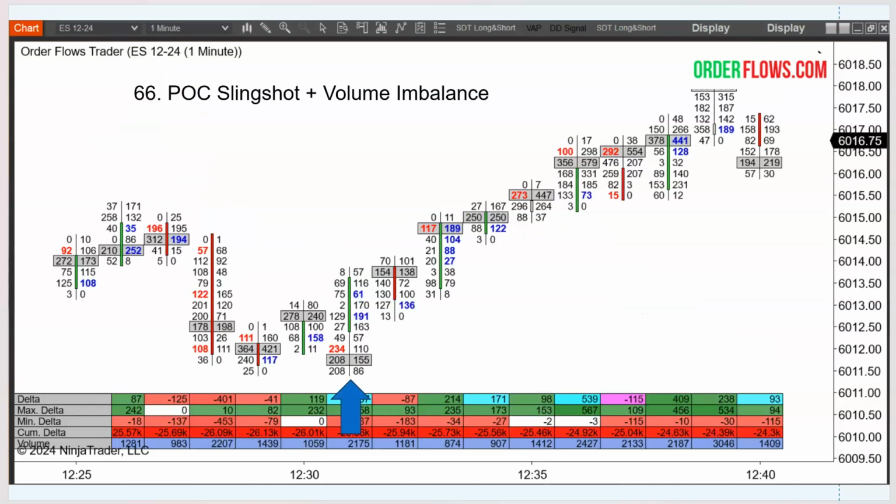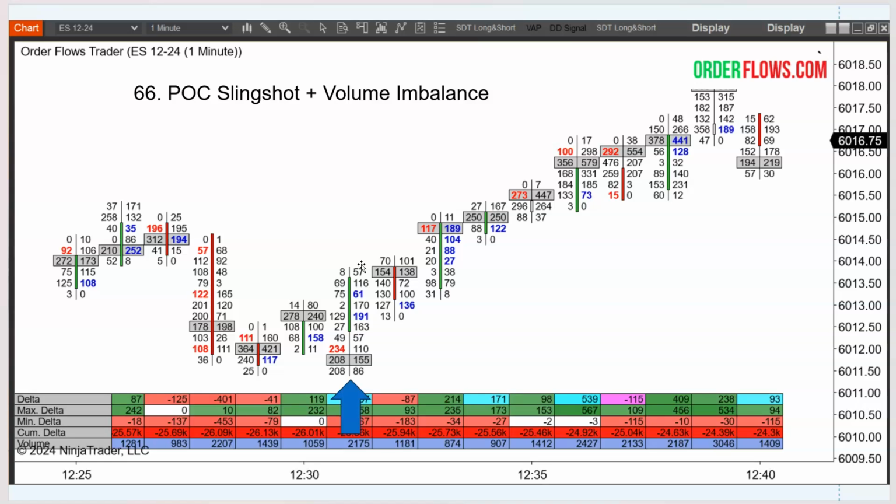Here's another example. Now this is with a volume imbalance of 2. People say, why would you use 2 imbalances in a bar? A lot of times bars have 1 imbalance. When I start to see more than 1 imbalance, to me that's something that's important. So I could accept 2 a lot of times, especially if I'm using a PLC slingshot.